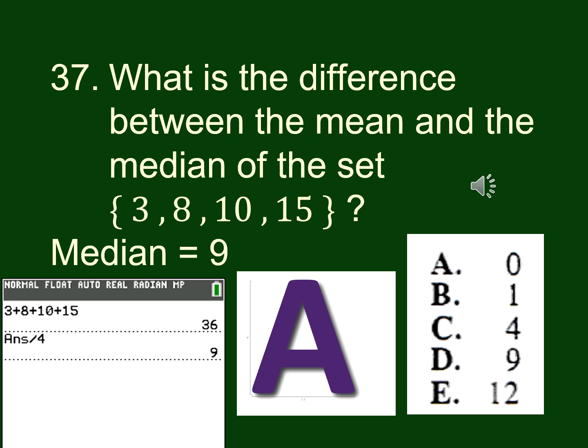Median means the exact center. Here it would be what's halfway between 8 and 10, and halfway between 8 and 10 is also 9. Since both the mean and the median are 9, the difference between them is going to be 0, and it ends up being A.